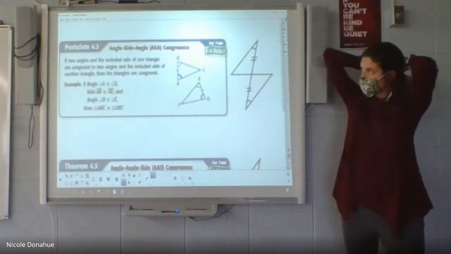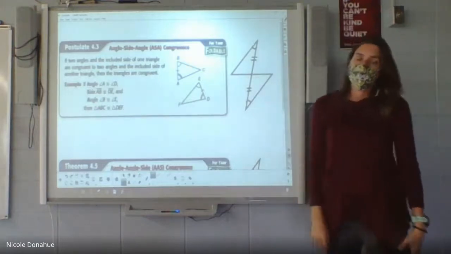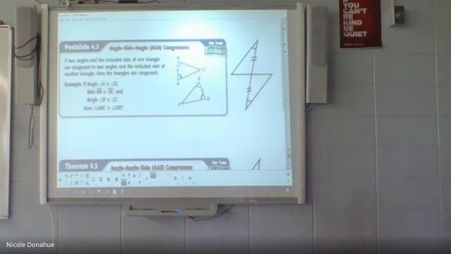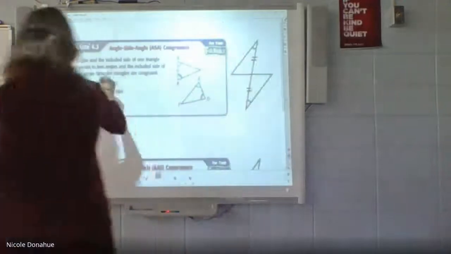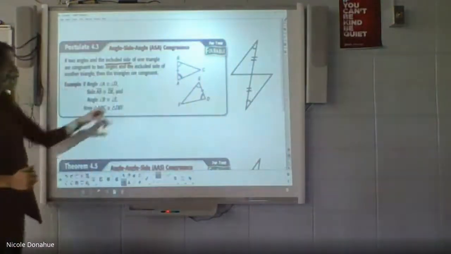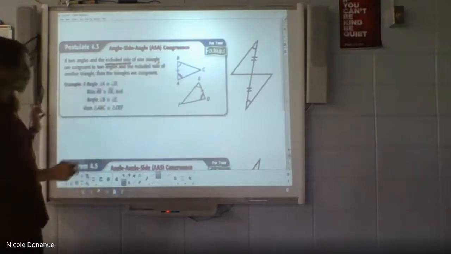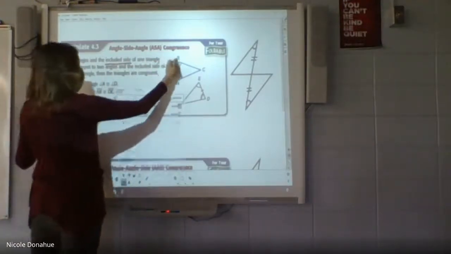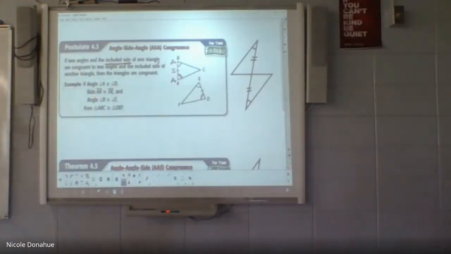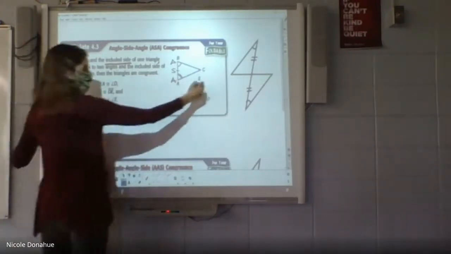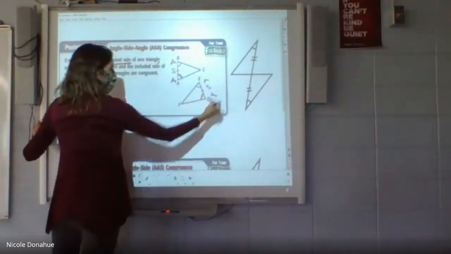So the next rule we're going to learn is angle, side, angle. This is our next rule that we can use. Now, when you see that name, angle, side, angle, notice it has to be the included side. So I know 2 angles, and it has to be the side in the middle that's known. If I know 2 angles and the side between them, that's angle, side, angle. And then over here, I would have the same thing, angle, side, angle.